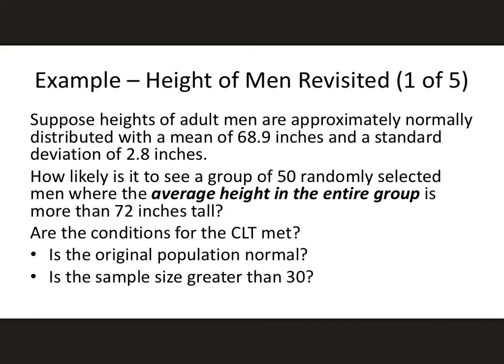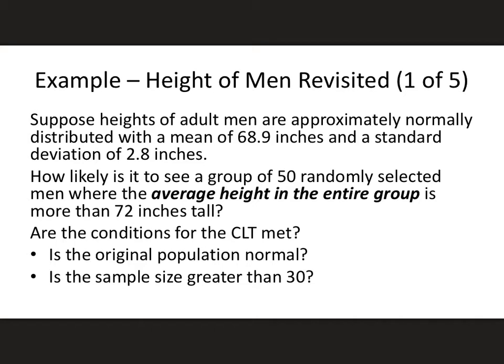So looking back at that height of men, we have that suppose heights of adult men are approximately normally distributed with a mean of 68.9 inches and a standard deviation of 2.8 inches. How likely is it to see a group of 50 randomly selected men where the average height in the entire group is more than 72 inches tall? So are the central limit theorem conditions met?